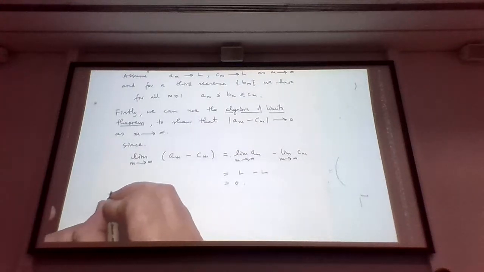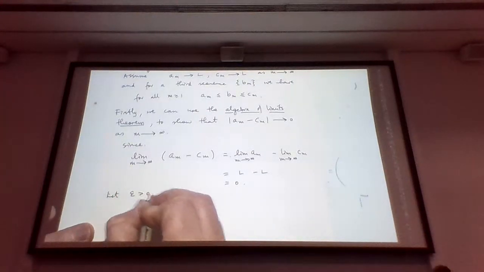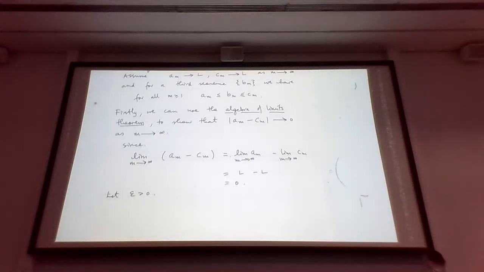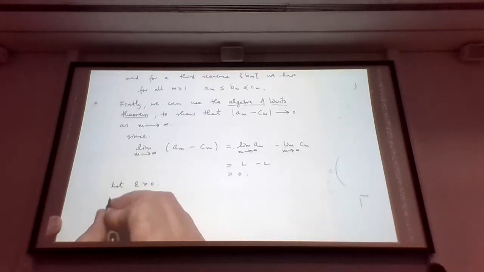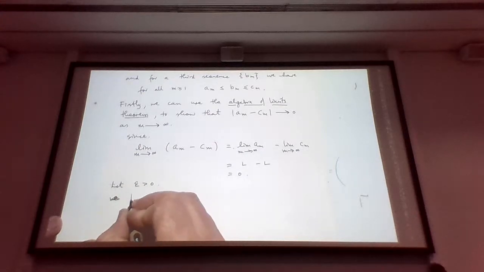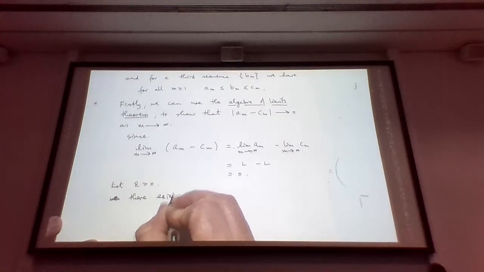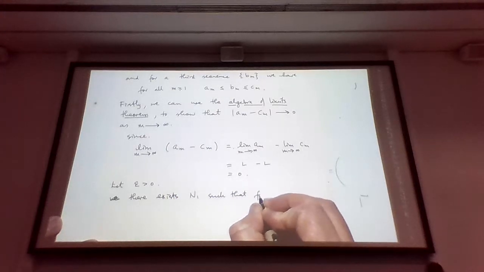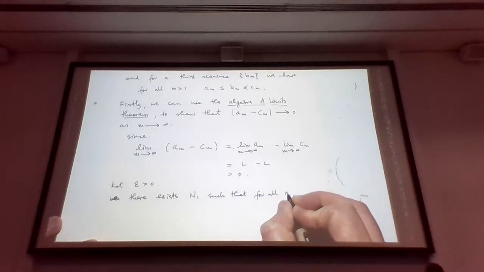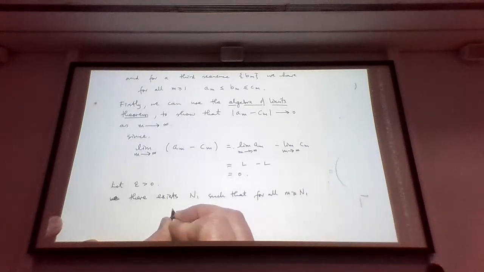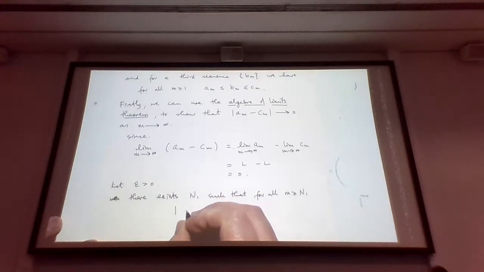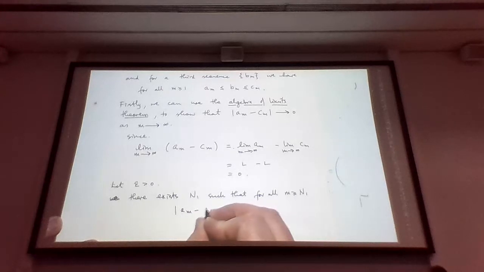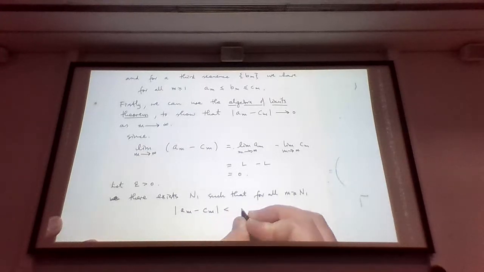Okay. So now we let epsilon be greater than 0, be given. And we know that there exists a number n1 such that for all values of the index m greater than or equal to n1, we know that the absolute value of am minus cm is going to be strictly less than epsilon over 2.